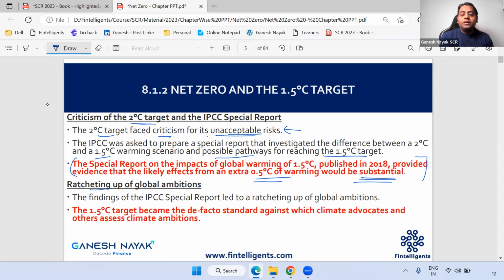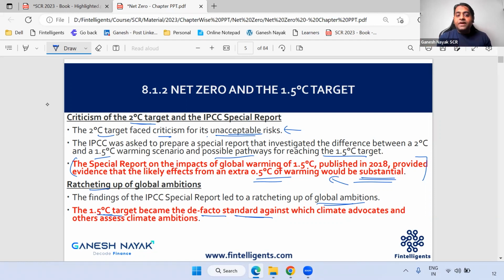the ratcheting happened. Now, ratcheting over here means everybody started moving towards that 1.5 degree target, and it became a de facto standard. That means everybody's global ambition was now focused on 1.5 degrees. This first came out in the special report, which was highlighted over here. But there were other meetings also that triggered it, so I'll go to that section also.